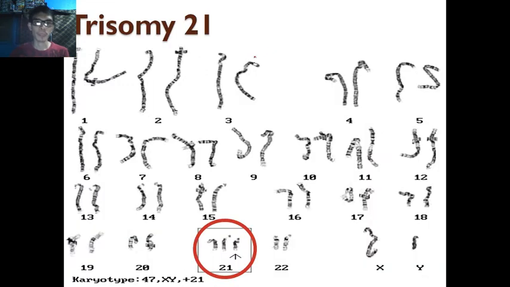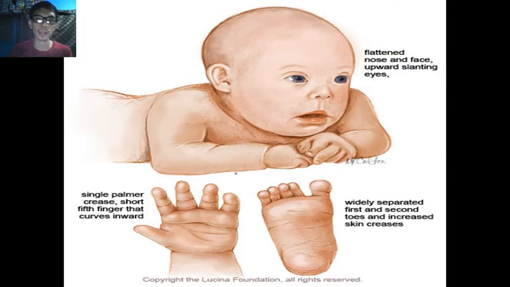Alright, next one. An example of autosomal aneuploidy is trisomy 21. As you can see, the extra chromosome is seen in chromosome number 21. So instead of having 2, we have 3 chromosomes on number 21. What will be the effect on the organism if you have an extra chromosome on number 21?